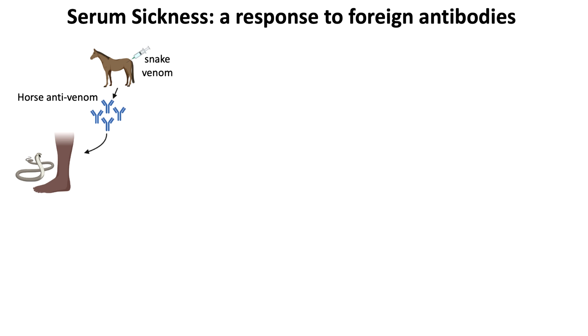And serum sickness is a response to foreign antibodies. So let's say you go hiking, get bit by a snake, go to the hospital, and they're going to treat you with an antivenom. This antivenom can come from injecting snake venom into a horse or sometimes a goat, and leads this horse to produce large amounts of antivenom antibodies, which can then be injected into the patient to ameliorate the effects of this snake bite.